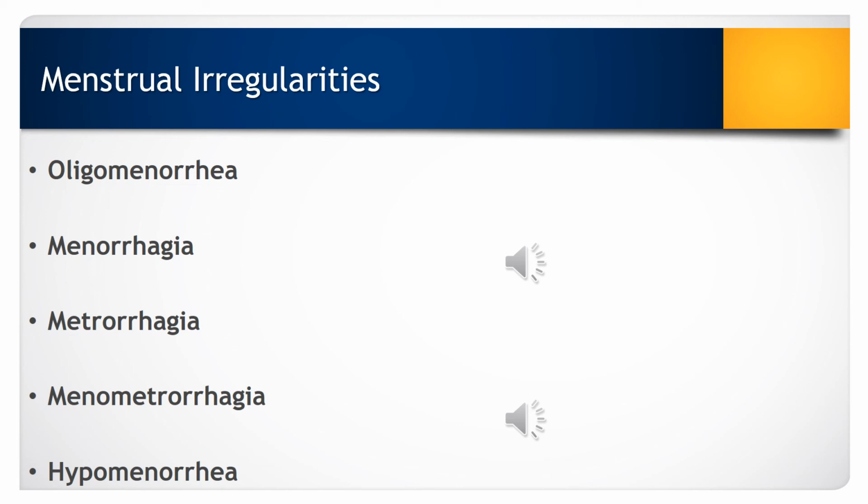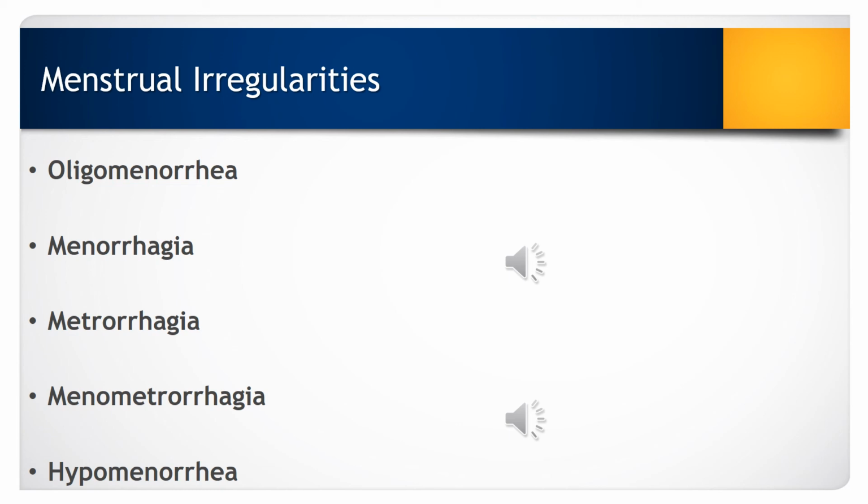Menorrhagia is a woman who has regular cycles. They occur on a regular 28, 30, 31, whatever her regular cycle is. However, she has excessive bleeding, and the bleeding occurs for longer days. So there's an excess in bleeding and an excess in the number of days she's bleeding. However, her cycle occurs on a normal calendar date.